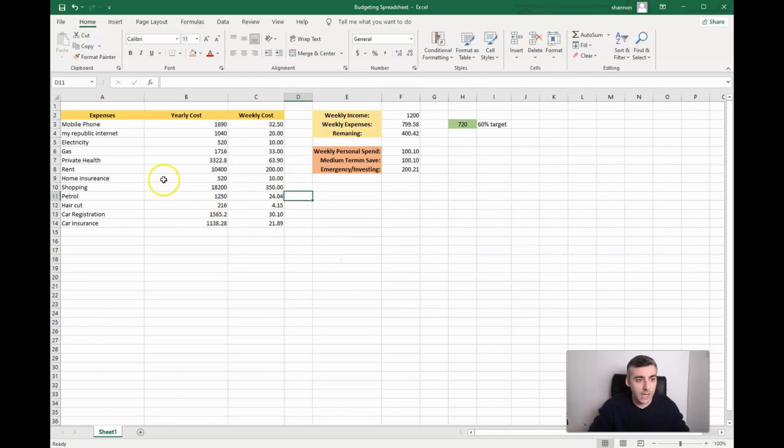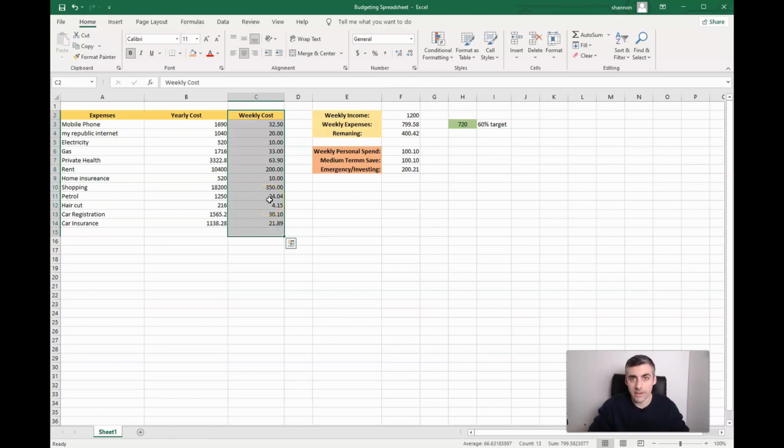So on your left hand side here, once you open up the budgeting spreadsheet, you're going to have a list here of all your expenses that you have to pay throughout the year. So this is something that you owe to a company for using their service. This is going to be your yearly cost for that service. And then this is going to be a weekly cost breakdown.